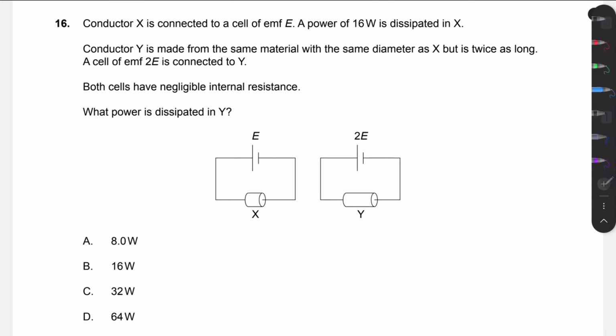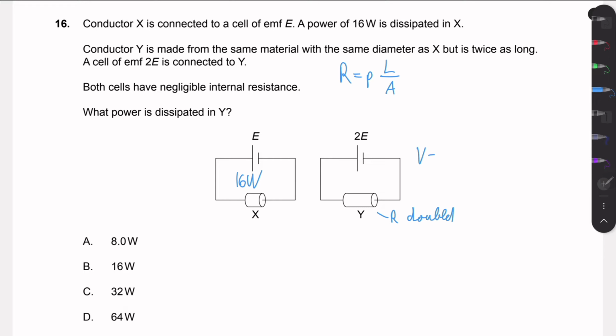And here we have another circuit question. We have a conductor X connected to a cell of EMF E, and a power of 16 watts is dissipated here. Then conductor Y is the same material, same diameter, but twice as long, and the EMF is twice. We need to calculate the power dissipated in Y. So we know that R is equal to the resistivity times L over A. While the area is the same, the length is doubled, so the resistance has doubled, as if the length doubles, the resistance doubles.